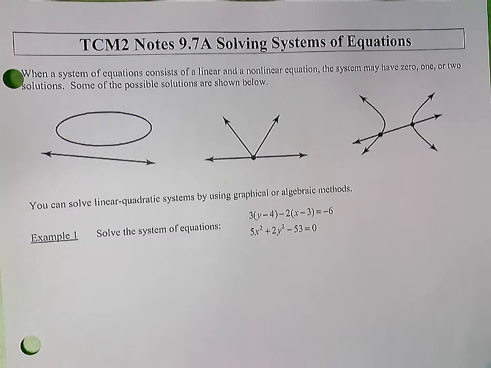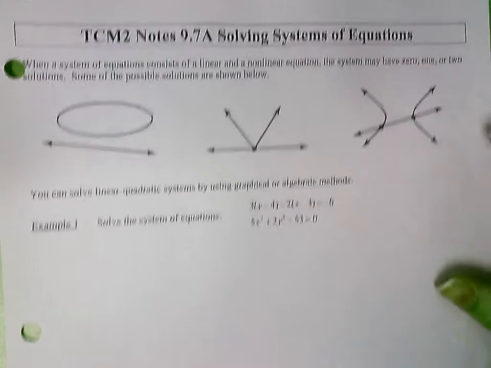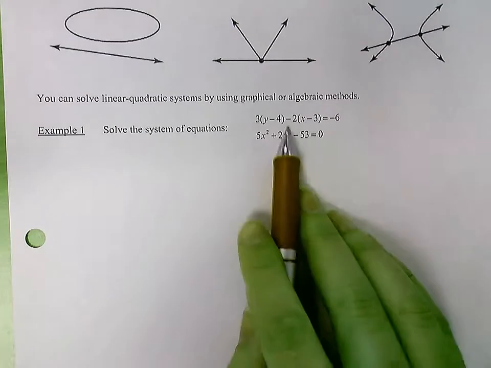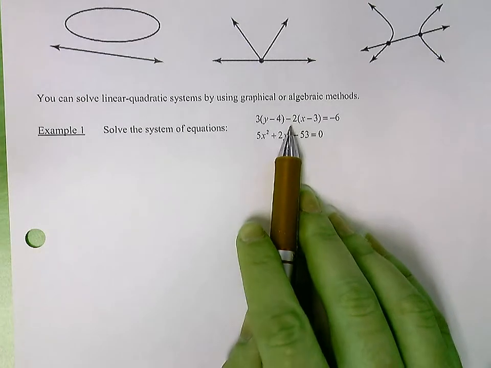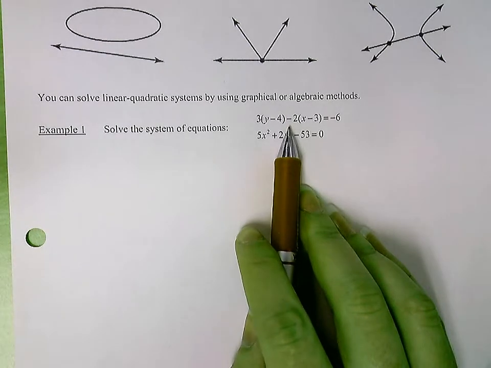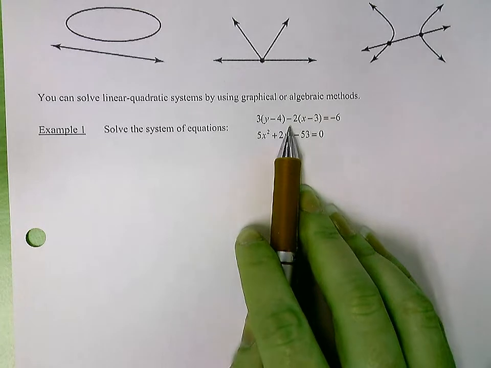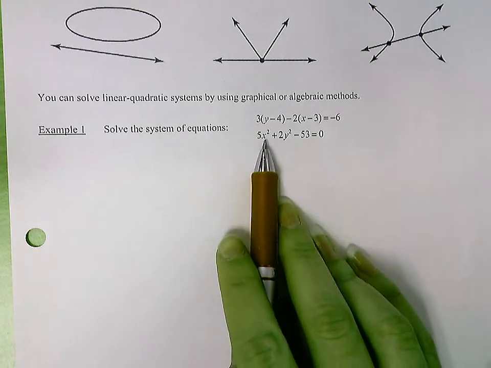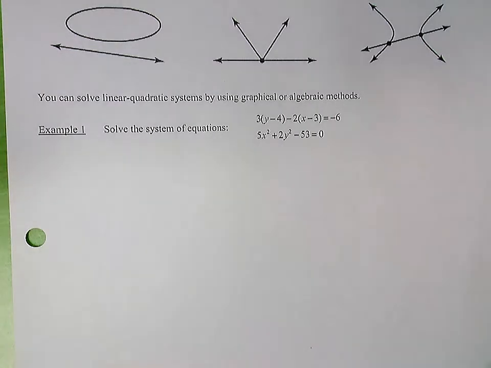You can solve linear quadratic systems by using graphical or algebraic methods. So I'm going to show you how to do this algebraically, and then I'm going to show you the graph. So we're given 2 equations here. One of these is a linear equation, that's this top one. There's no exponents in either variable, right? They're just standing alone. The second one, we do have exponents, so that one's not linear, it's not a straight line.